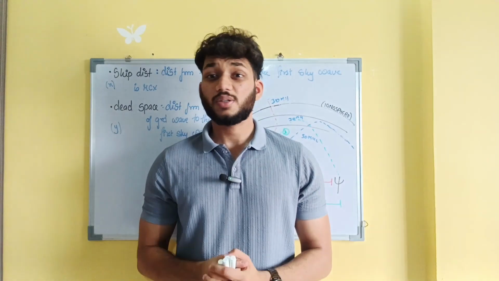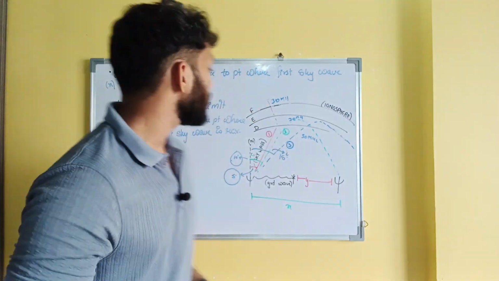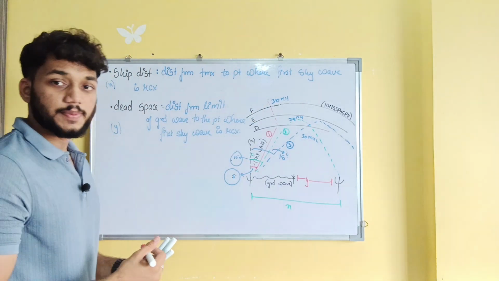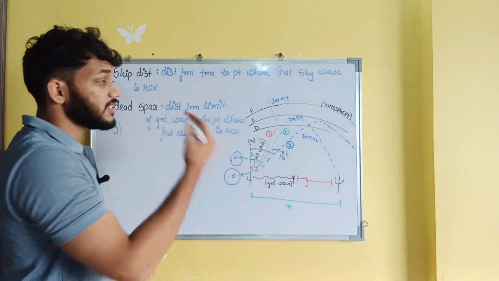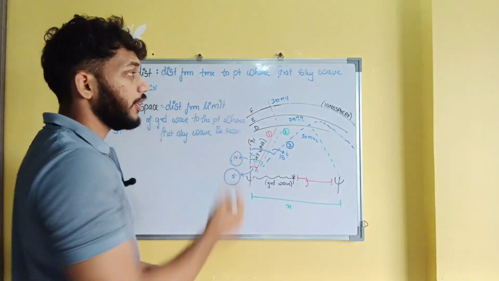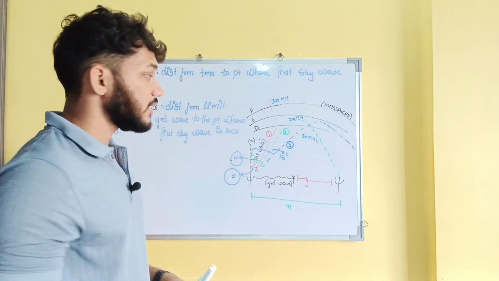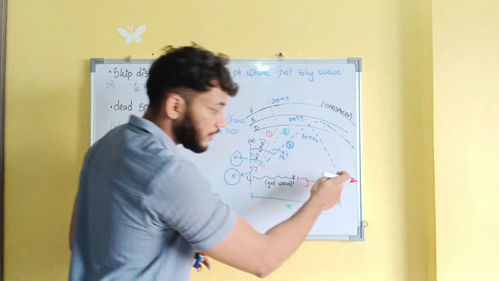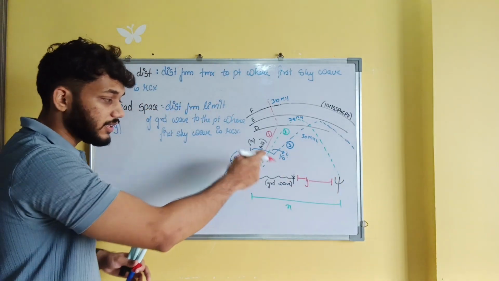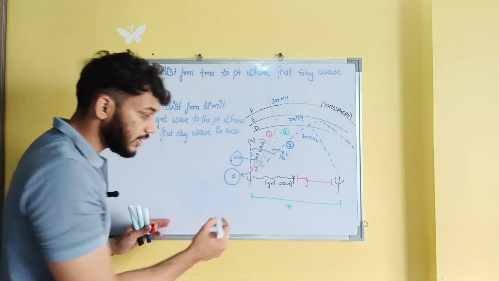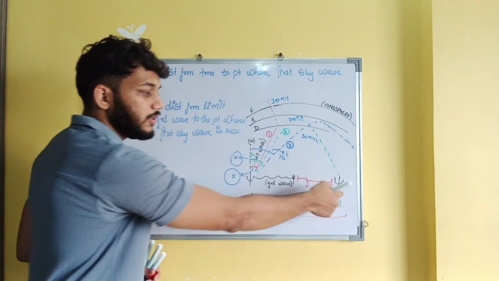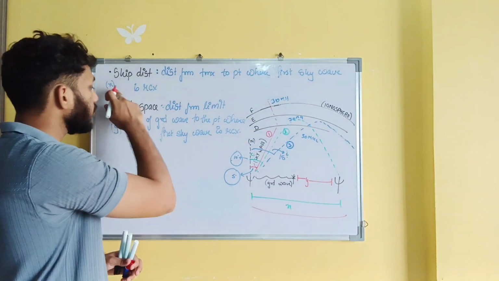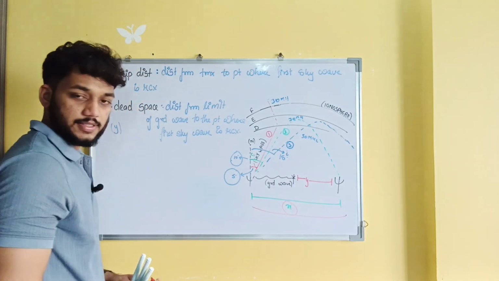Now coming to our next two and very important definitions, which are skip distance and dead space. What is skip distance? Skip distance is basically the distance from transmitter to the point where first sky wave is received. So our first sky wave was this green one which had critical angle of incidence, right? So basically it is just the distance from transmitter to our first sky wave. So here in this case it is x.